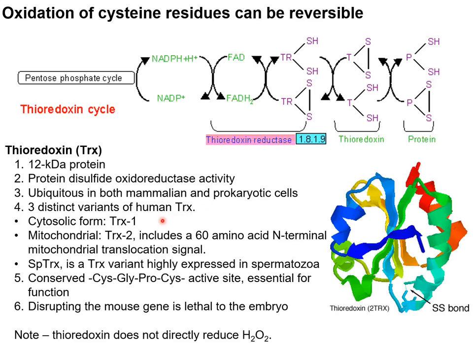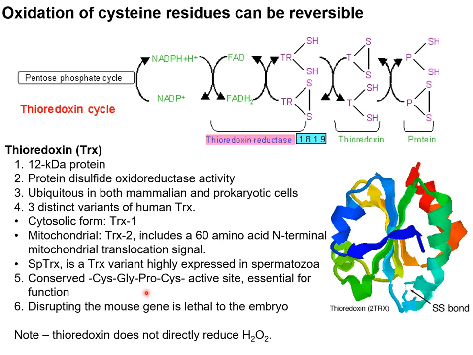There's a cytosolic form which is described as thioredoxin 1. There's a mitochondrial form which is described as thioredoxin 2. It contains an N-terminal mitochondrial translocation signal. And there's also a variant that's expressed in sperm as well. With the thioredoxins across the different species, there's a conserved site with cysteine, glycine, proline, and cysteine. So this is essential for function.